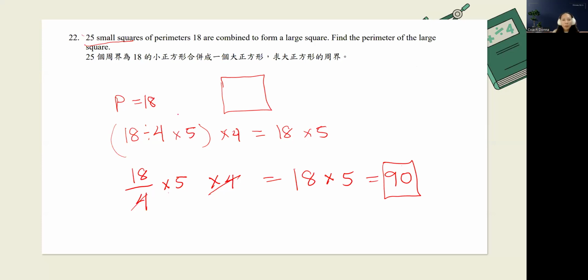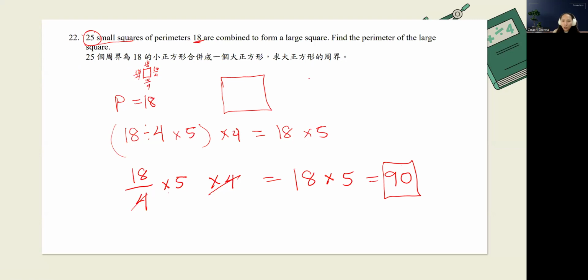Okay, so let me explain a little. We need to divide 18 by 4 because one small square has a total side length of 18, divided by 4 because there are 4 sides. So this side is 18 divided by 4, this side is 18 divided by 4, and so on for all 4 sides. When you add all 4, you'll get a total perimeter of 18. But our problem is that we have 25 small squares and we want to make a large square.